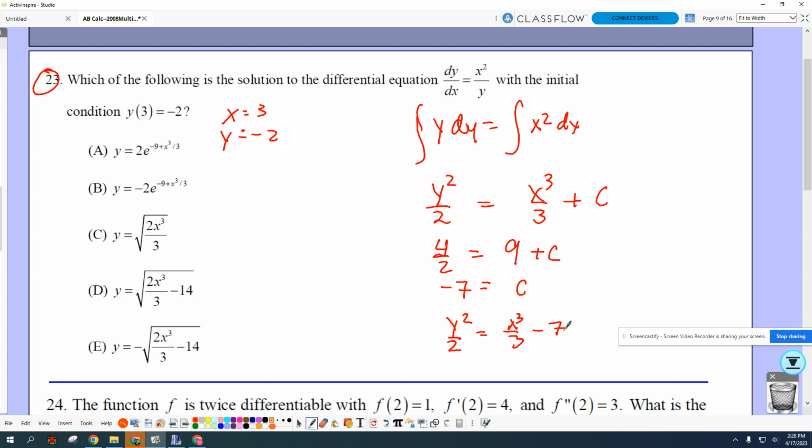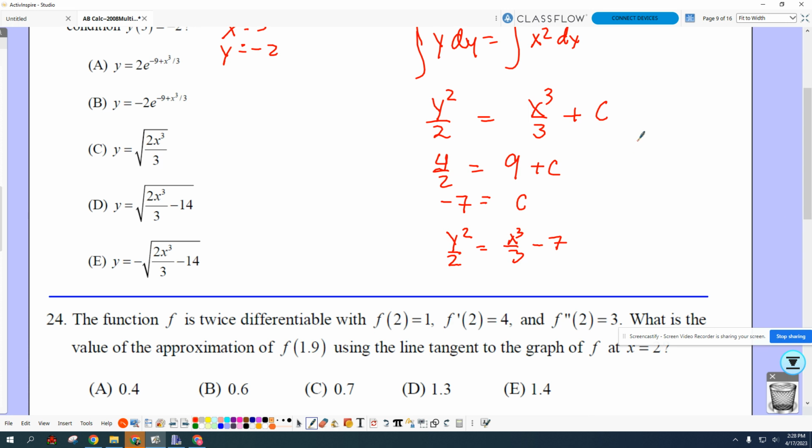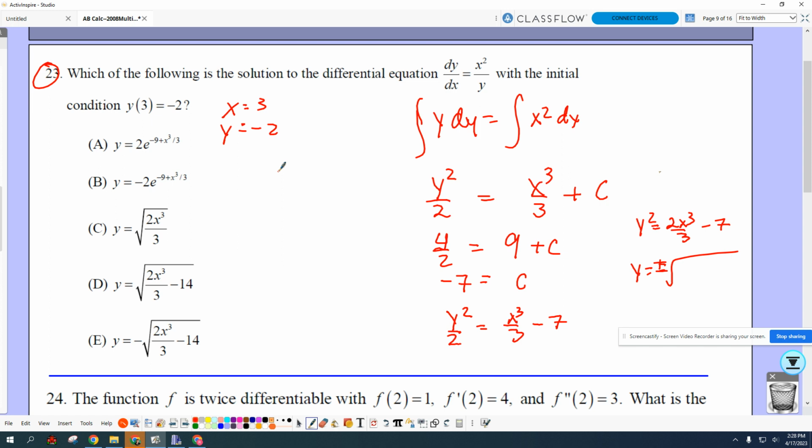We have to multiply both sides by 2 and then take the square root. One is negative, so you get the negative answer. And then the square root, it's plus or minus that stuff. And we wanted the negative branch because that's where the initial value was.